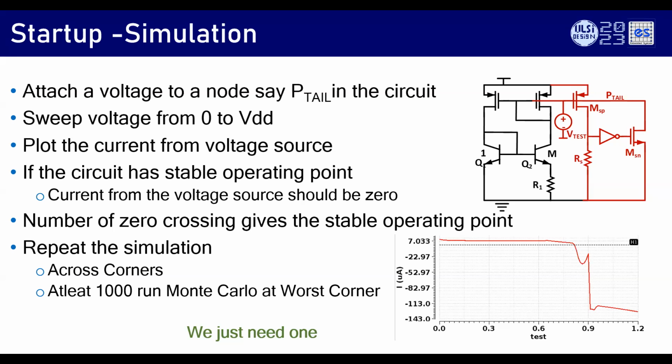No, here Vtest will be equal to P-tail. In this circuit, whenever Vtest is equal to P-tail, the current will be 0. Correct. If there are multiple such points, that means there are multiple zero crossings. Correct. That's all. The idea is very simple.